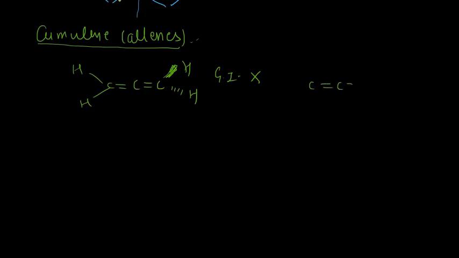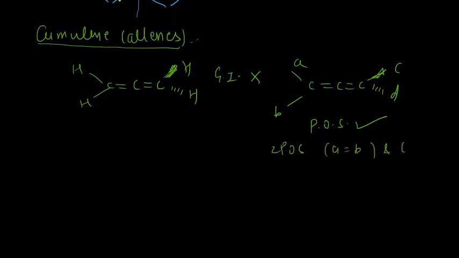But C double bond C. Here we have C, here we have D, and here we have A and here we have B. It has plane of symmetry. How many planes of symmetry does it have? It has two planes of symmetry. If A equals B and C equals D, then it will have two planes of symmetry.